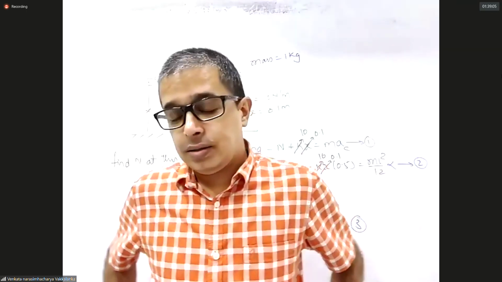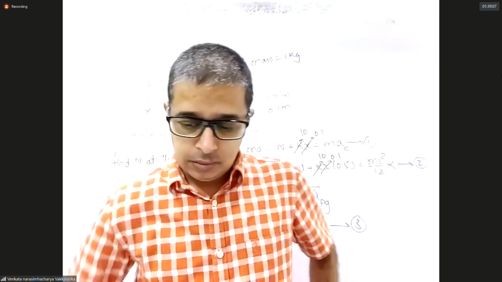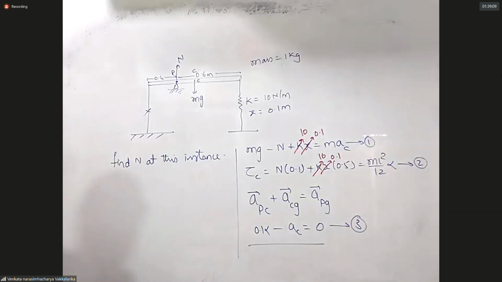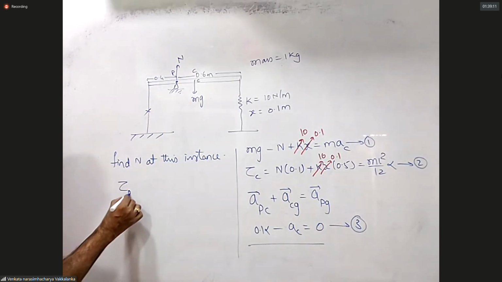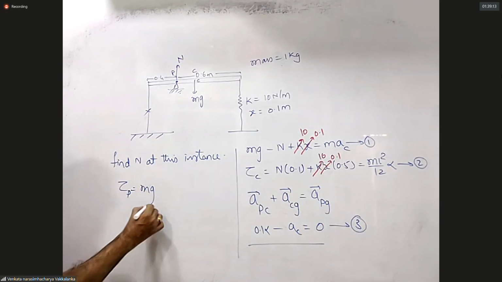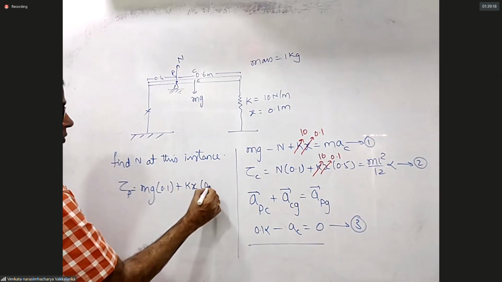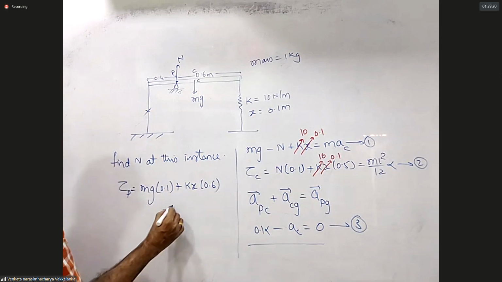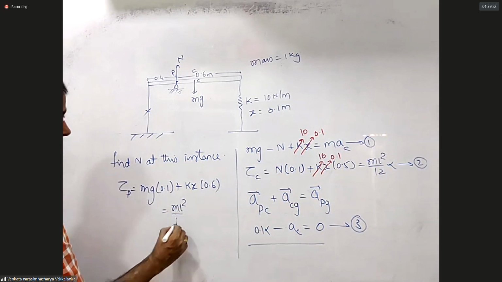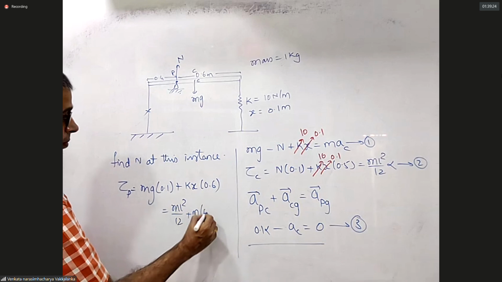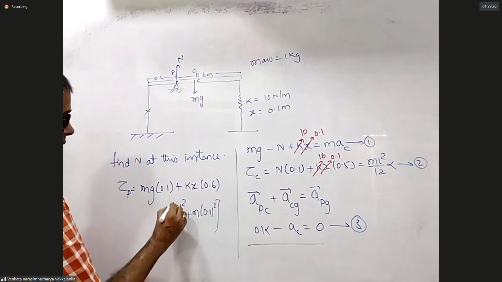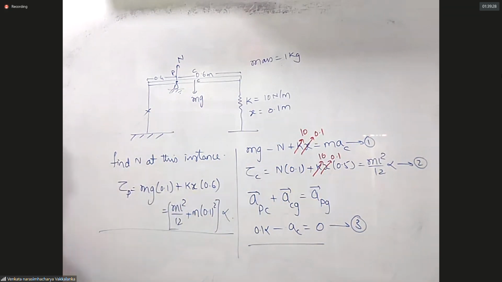So can you show the torque equation if you take it about point P? Torque about point P will be mg into 0.1 plus kx into 0.6 is ml square by 12 plus m into 0.1 whole square, into alpha. So the last step is the parallel axis theorem, right?